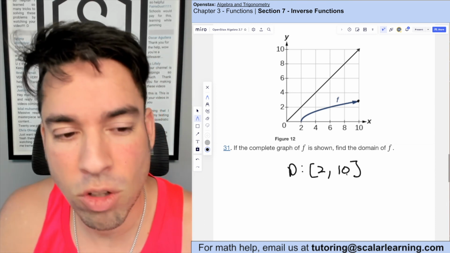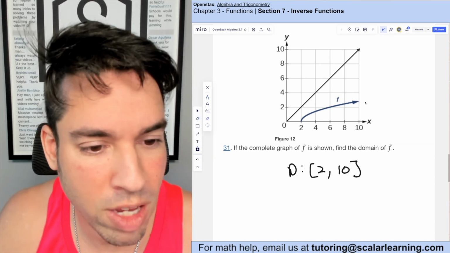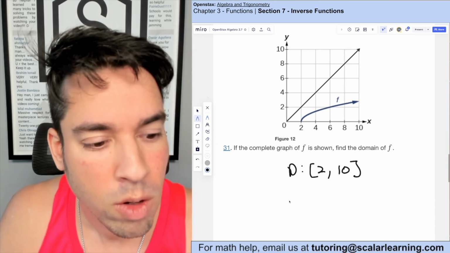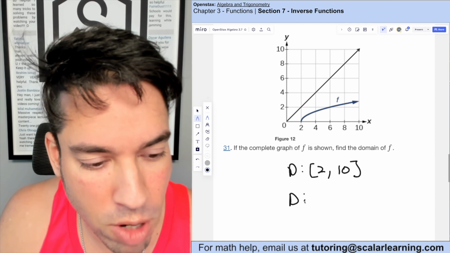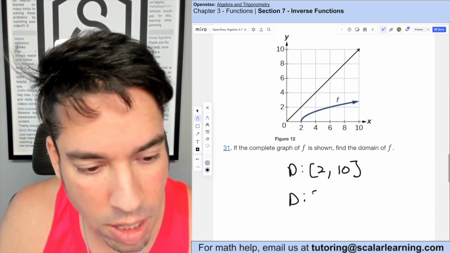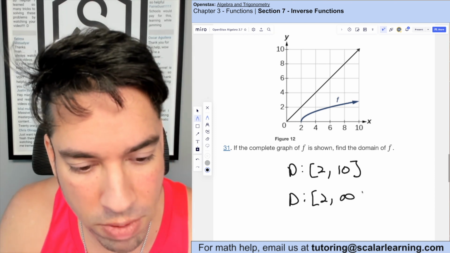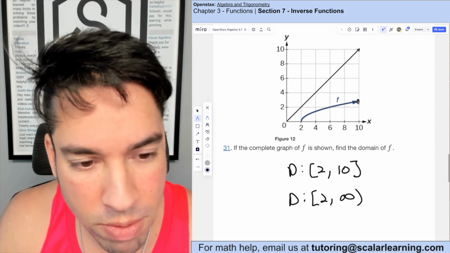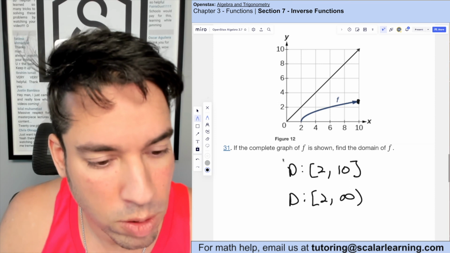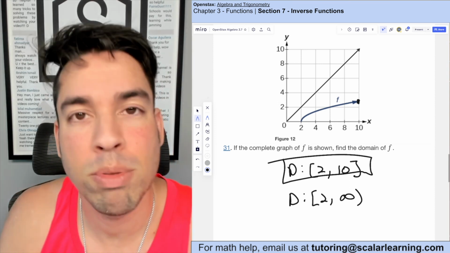And this is the answer given in the back of the book, but I do want to caution you that with that arrow, in general, we infer that this is continuing on forever. So if we were to pay attention to the arrow, I would say it'd be 2 to infinity. But if we're making the assumption that this is a complete graph and that's a point, not an arrow, we would go with 2 to 10, boom, done.